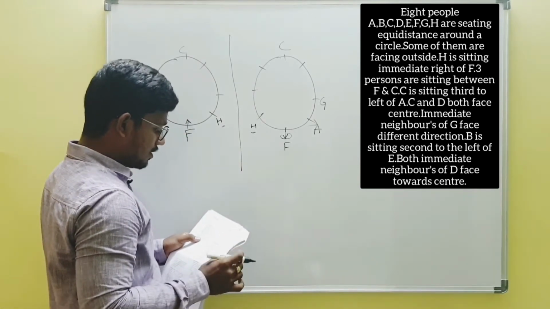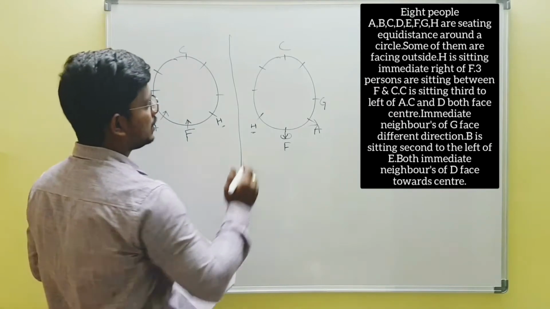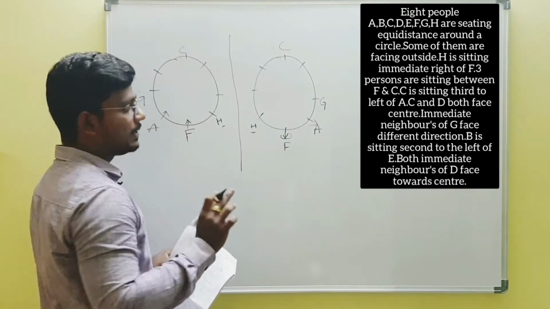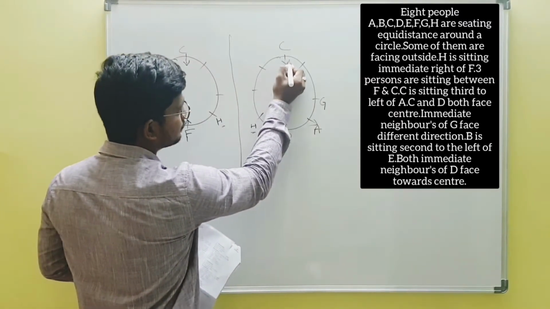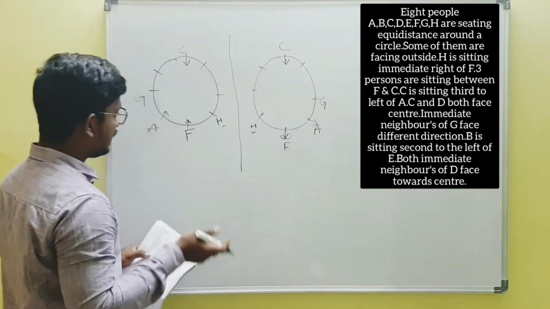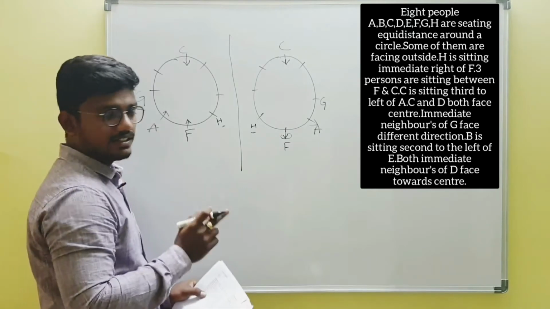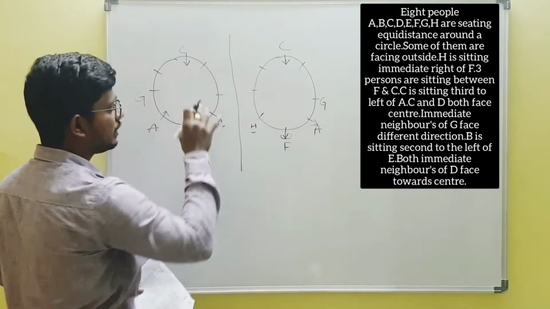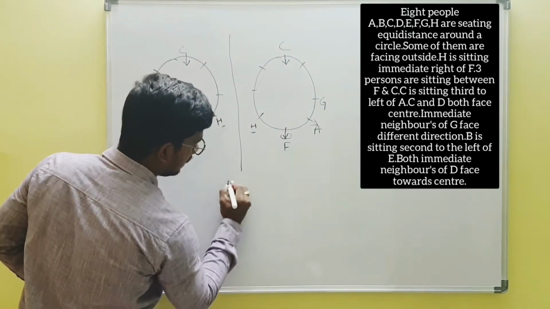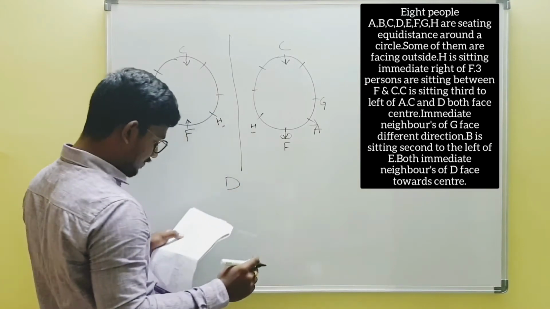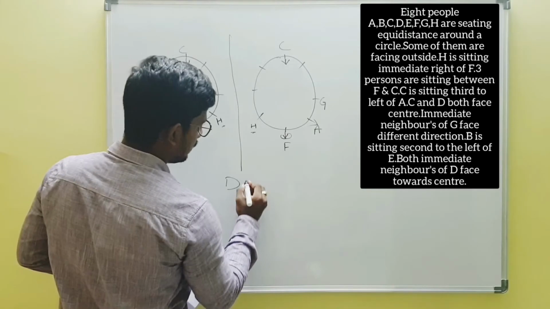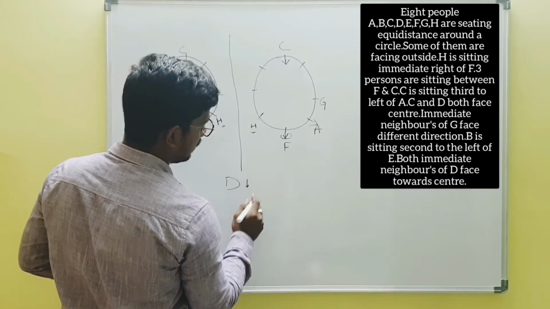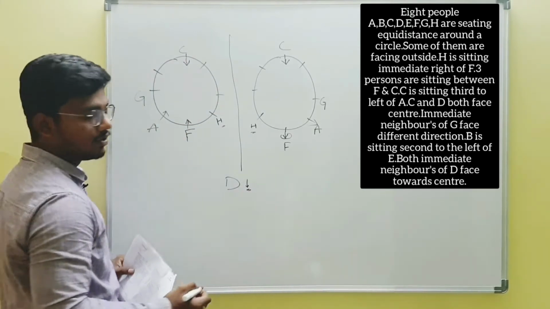C and D both face center. See, here the direction of C is mentioned, so I am taking C is facing inside. C and D are also facing inside. We have not fixed the place for D, so I am writing D apart, but he is facing inside the center. I am indicating with a down arrow.